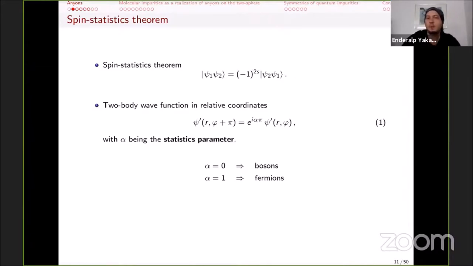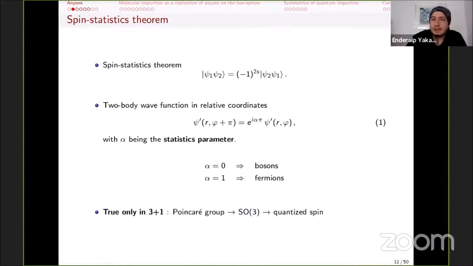If alpha equals zero, you have bosons, basically. If alpha equals one, you have fermions. So basically, it characterizes your symmetries, whether your wave function is symmetric or anti-symmetric. But this statement is true only in 3+1 dimensional space-time. Why? We classify all these particles in terms of the Poincaré group, and the Poincaré group can be mapped to SO(3) for massive particles, and you can show that SO(3), just using the Lie algebra, admits spin quantization. So spin could be either integer or half integer.